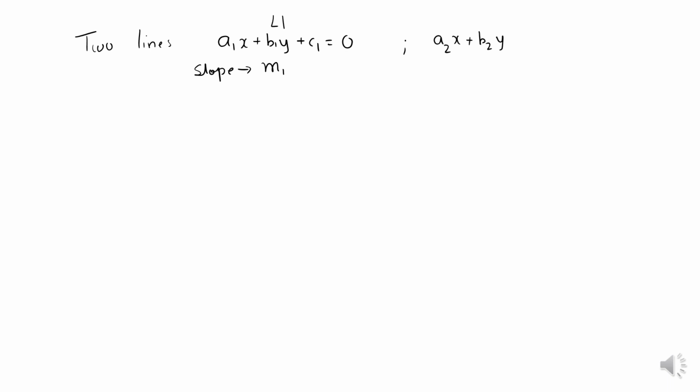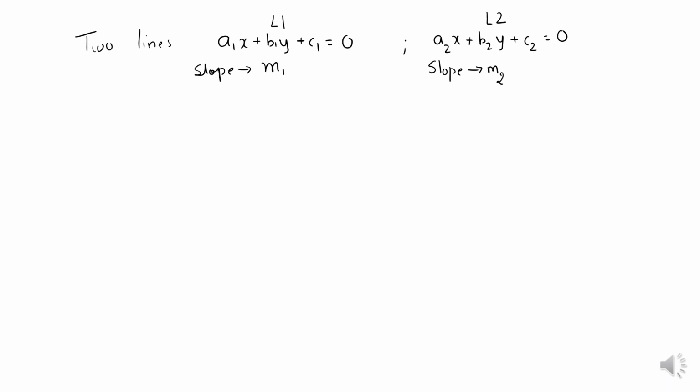Now let us discuss two lines. Suppose I have two lines. Each line will have a slope. Let us say one of the lines is a1x plus b1y plus c1 equal to 0, line L1 having slope m1, and there is another line a2x plus b2y plus c2 equal to 0, line L2. Let us say it has slope m2.